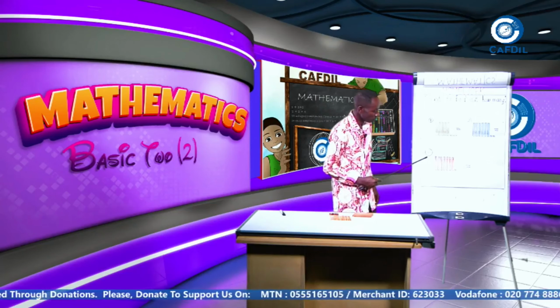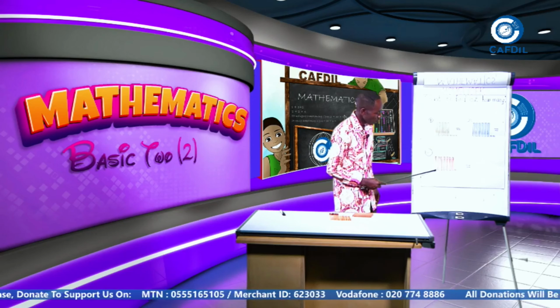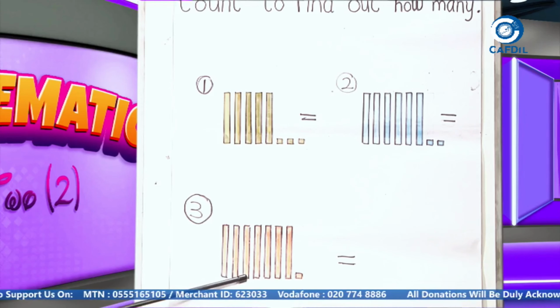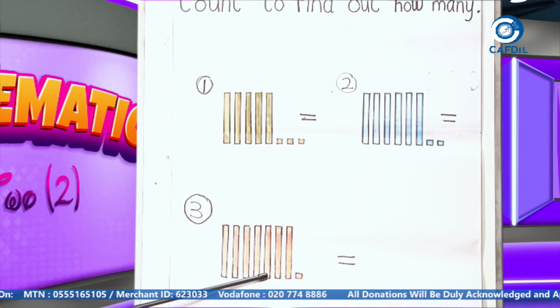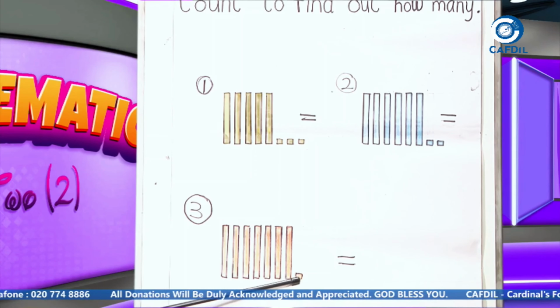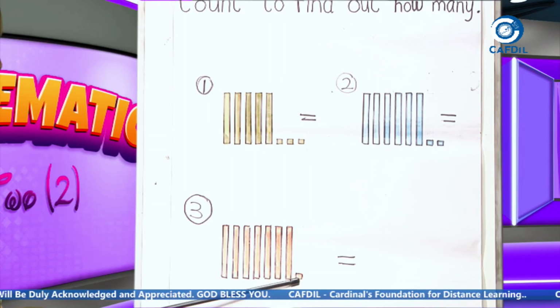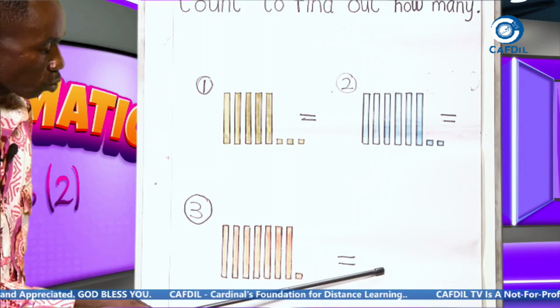For question 3, 1, 2, 3, 4, 5, 6, 7. There are 7 longs. 7 longs and 1 cube. What would that give us?